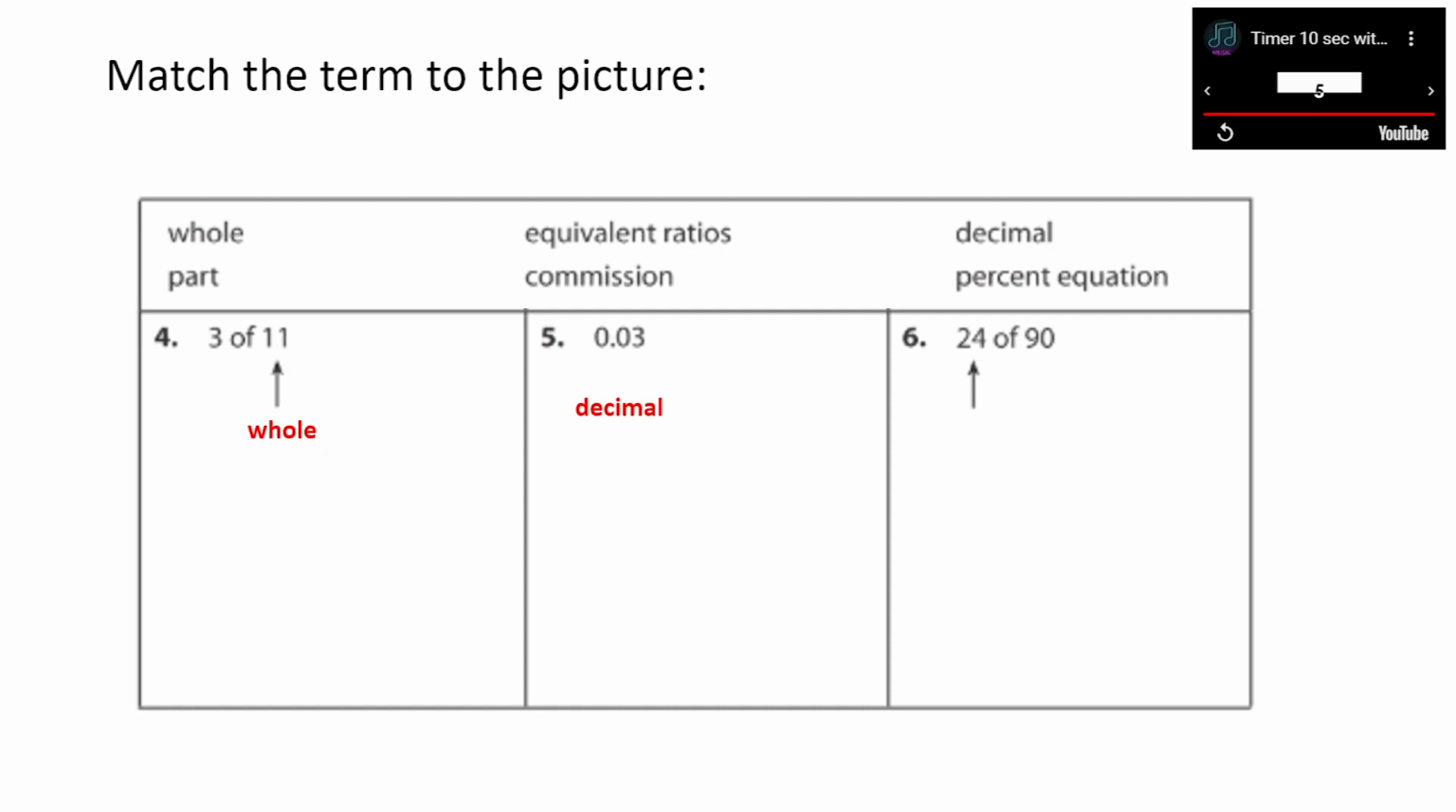0.03 or 3/100 represents a decimal. If you multiply that decimal by 100, you would get percent, or 3%. And then 24 of 90, again, if you think of the percent equation, 24 represents the part. Part times the whole equals percent.